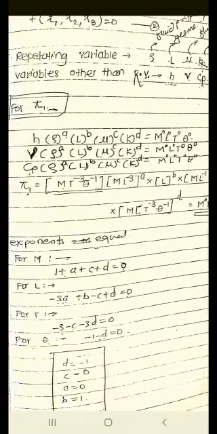So finally we will get here directly D is equal to minus 1. Put this D is equal to minus 1 here, you will get C. Put this D and C in equation number 1, that is 1 plus A plus C plus D, you will get A, and ultimately you will get B.